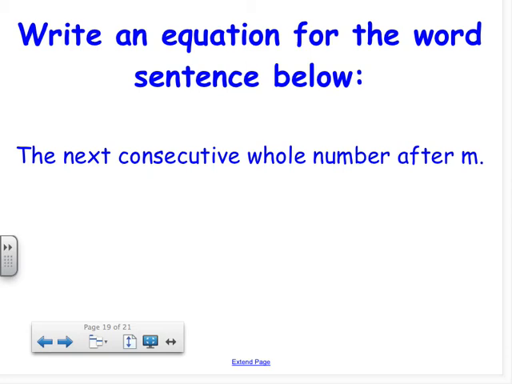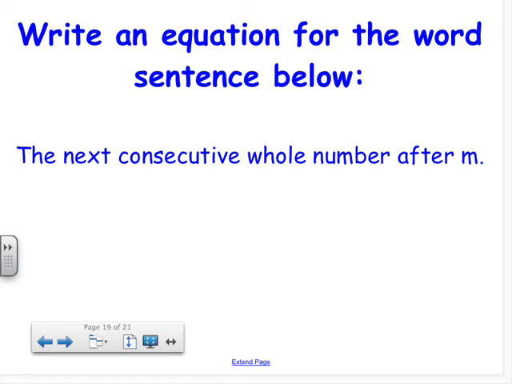Okay, now this one is technically not an equation. This one's actually an expression, the next consecutive whole number after n, but we're going to use this expression in order to create an equation for the next problem, which is a Mathlete Shot-worthy problem. The next consecutive whole number after m. So a whole number is 0, 1, 2, 3, 4, 5, etc. Consecutive means one after the other.